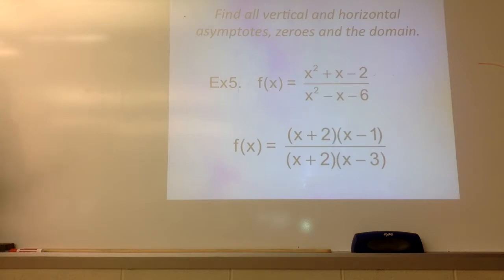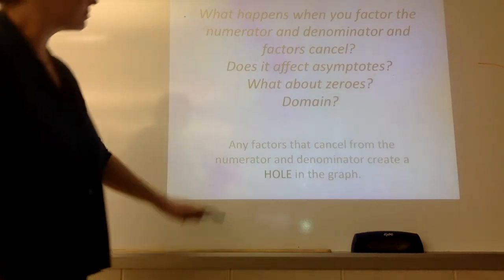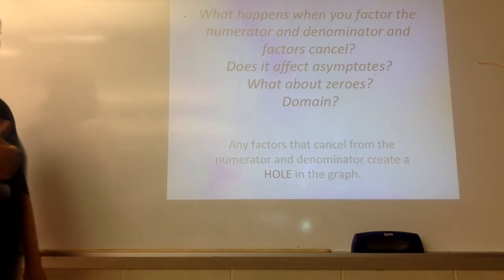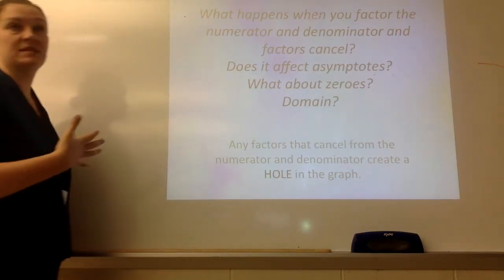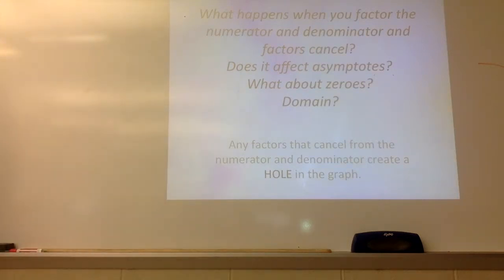What happens? Not really sure. Okay? You're going to see in your notes that any factors that cancel out top and bottom create a hole in the graph. They're not a vertical asymptote, even though you're going to say, well, wait, the denominator, though, it contributes to that. But the fact is they become something special unto themselves. Okay? So there's your definition. We're going to talk about a hole in the graph.